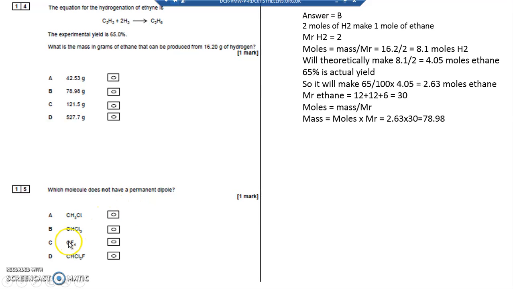So all of them should have dipole-dipoles, except that if you have a completely symmetrical molecule, both along the x and the y-axis, if it's completely symmetrical, all the plus and minuses cancel each other out, and therefore it doesn't have a permanent dipole, and it doesn't have dipole-to-dipole intermolecular bonding. So which one is perfectly symmetrical? C with 4 F's around it is completely symmetrical, so the answer is C.